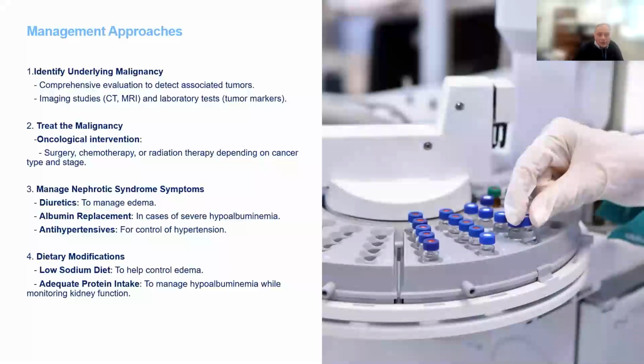So again, I want to underline that in this particular case, we were thinking about a paraneoplastic syndrome. The idea is first to treat the underlying disease, and that usually leads to an improvement of the kidney issues, although not all the time. And in some cases, like in the first case that I showed, the patient may end up on dialysis and not have a response.